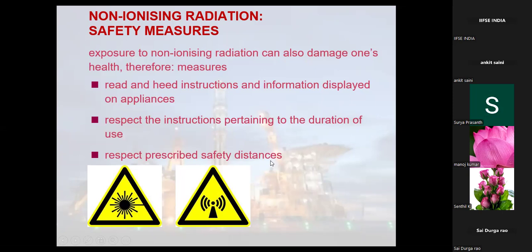That is why when you are using your mobile phone, you need to keep a safe distance from your ear, but we don't follow that. Similarly, with your microwave oven, it is said that when you operate it, keep a safe distance and close the door. Now here is the symbol that is used for non-ionizing radiation.